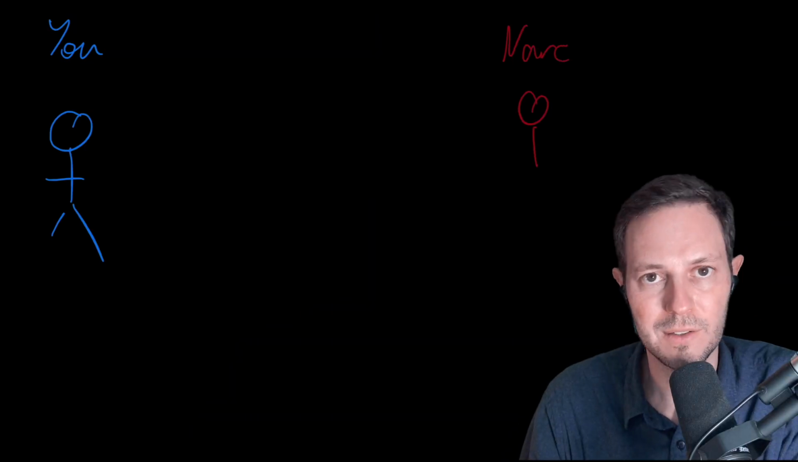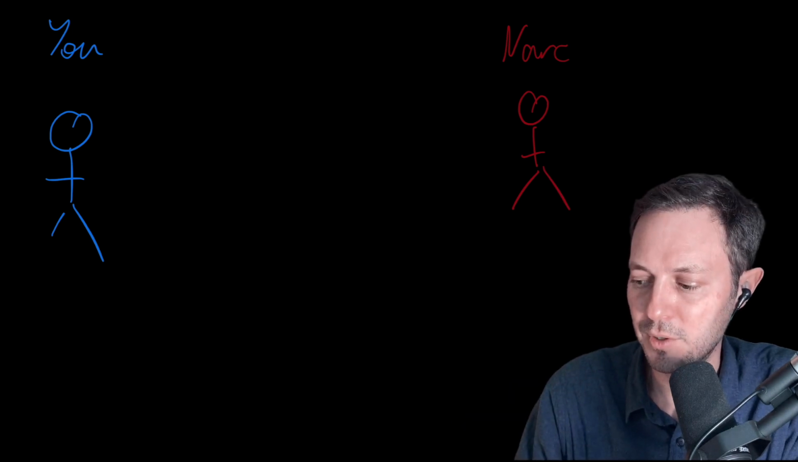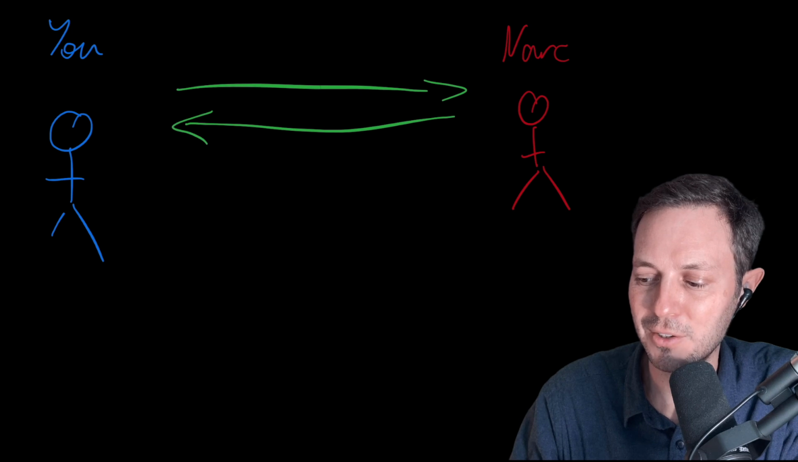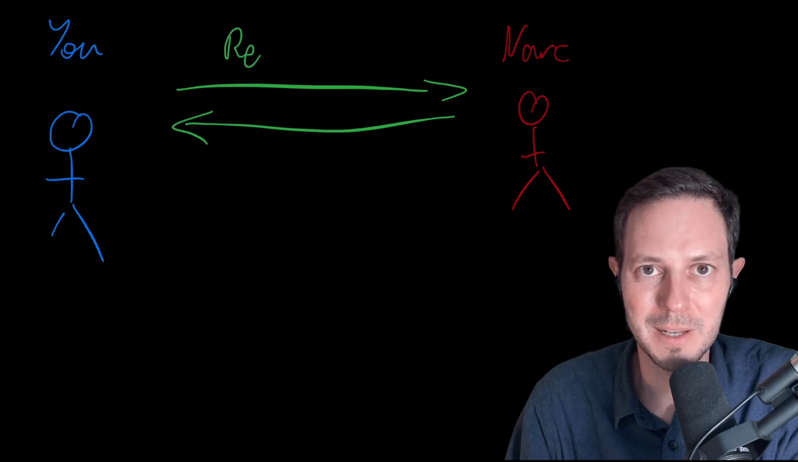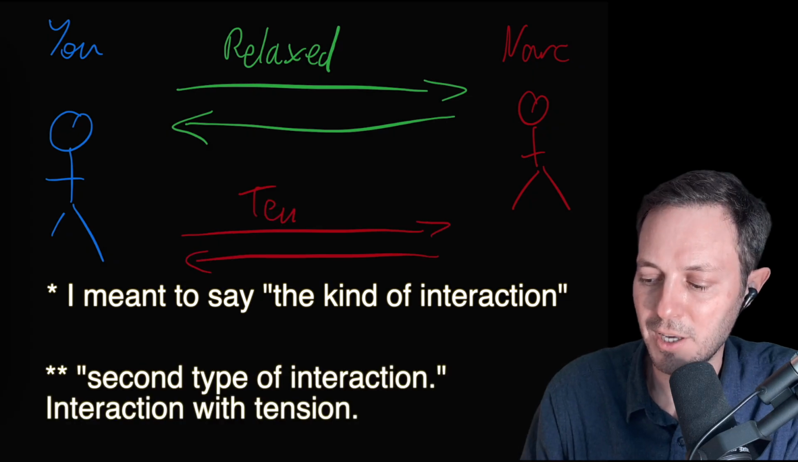In a game, you've got two players. The way this game is played is through the different types of interactions and movements you can have. The first one is the relaxed kind of interaction. This is the kind of game that is pleasant to play, that's supposed to be a win-win. Now there's a second game that can happen, a game with tension.